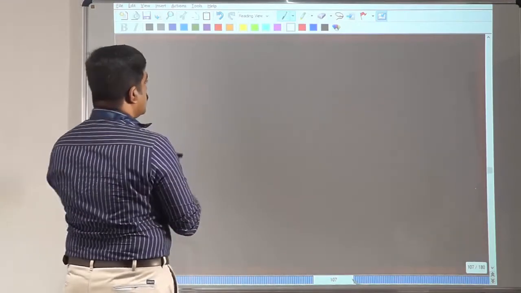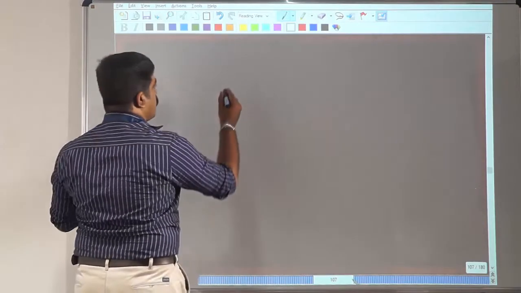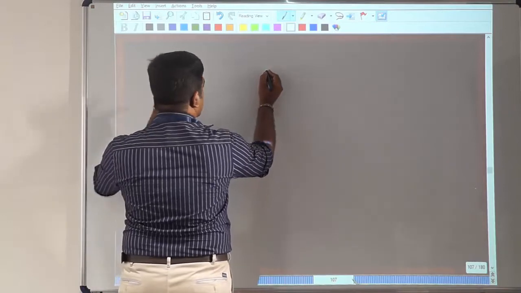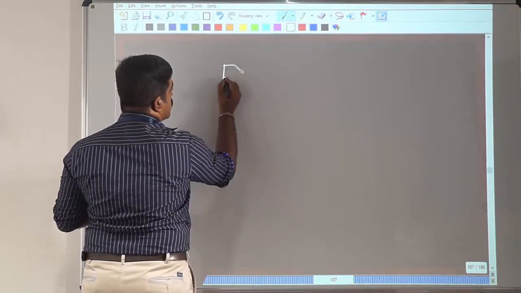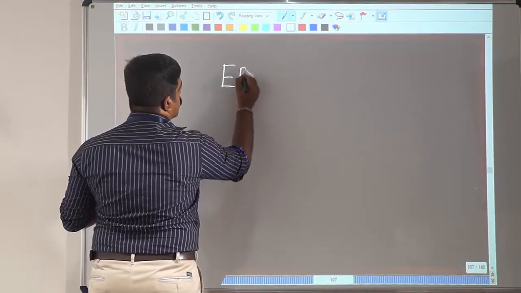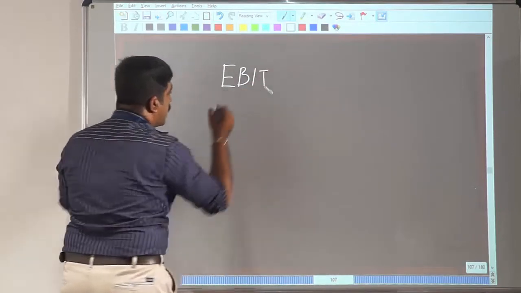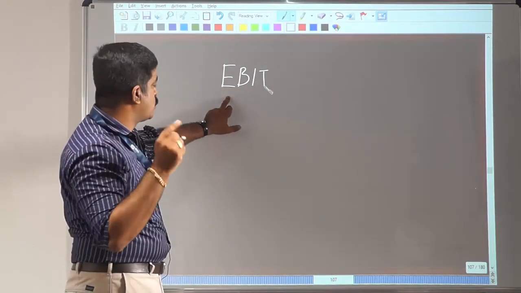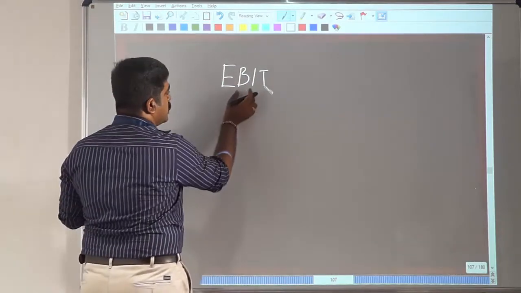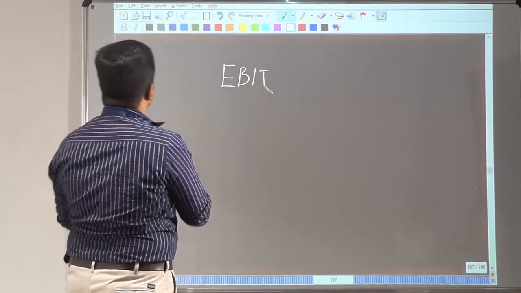Let me show that. This indifference point is basically calculated using a mathematical approach. That is, first I'll try to find out what is going to be my earnings per share at a particular capital structure. So I'll call it capital structure 1. So I take earnings before interest and tax.